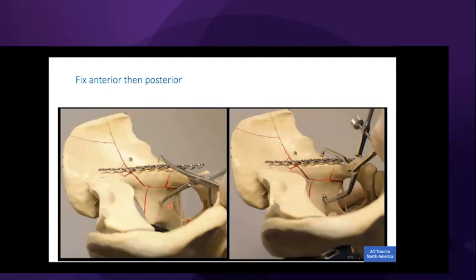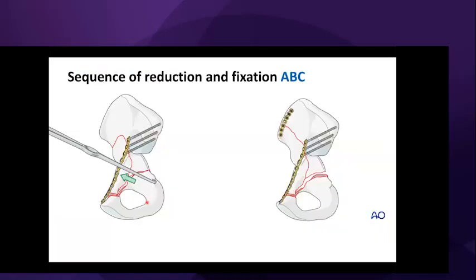Then, reducing the anterior column first, you can insert screws from this plate to the posterior column here. After that, you fix the posterior column either with an infrapectineal plate through the AIP approach, or by turning the patient prone or lateral decubitus to fix it with a separate approach and separate plate.